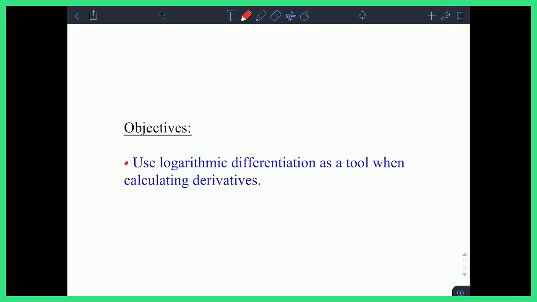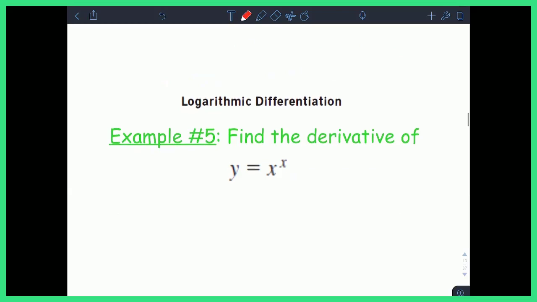We've learned a lot of rules so far. Let's go ahead and finish up with this last one. Here's a function that at this point we haven't really learned how to take the derivative of. We've learned how to take the derivative of e to the x. We've learned how to take the derivative of a to the x, which is not this, because this has a variable base and a variable power, whereas a to the x is by definition a constant base. So it's not like that either.